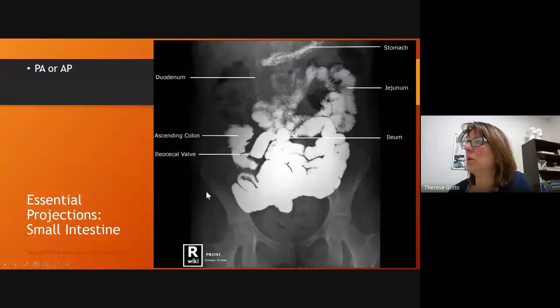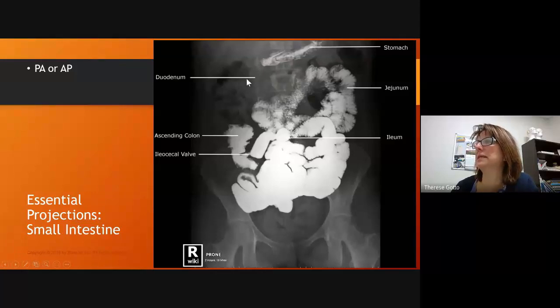PA or AP? Looking at this pelvis here, this looks like an AP. The loops are not compressed, and you should be able to see the duodenum here and the upper part of your jejunum fairly easily, which we do. So you've got your stomach here, your duodenum, your jejunum, feathery appearance, your ileum. And over here you can see your ileocecal valve, which is where your ileum and your large intestine meet. Then this is your cecum, and up to the ascending colon.